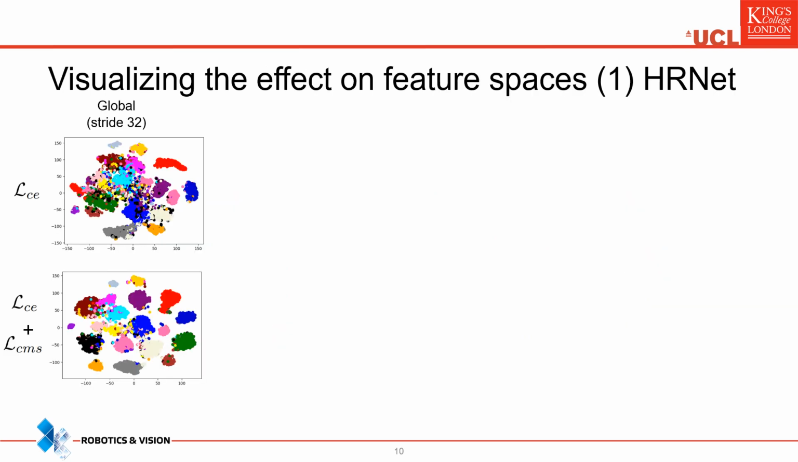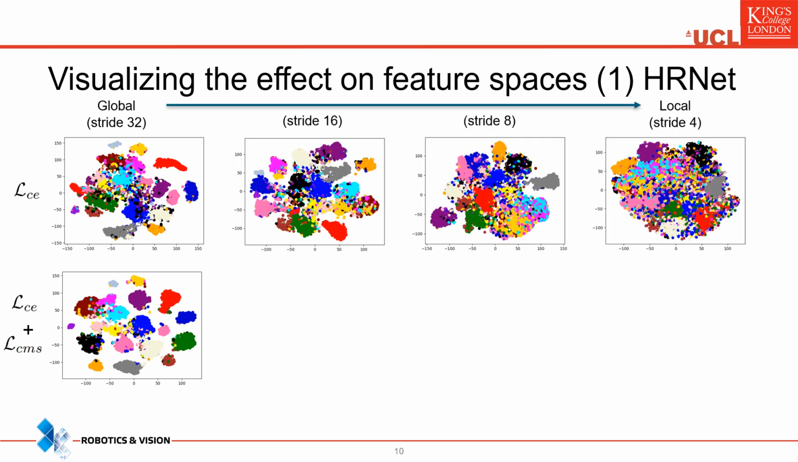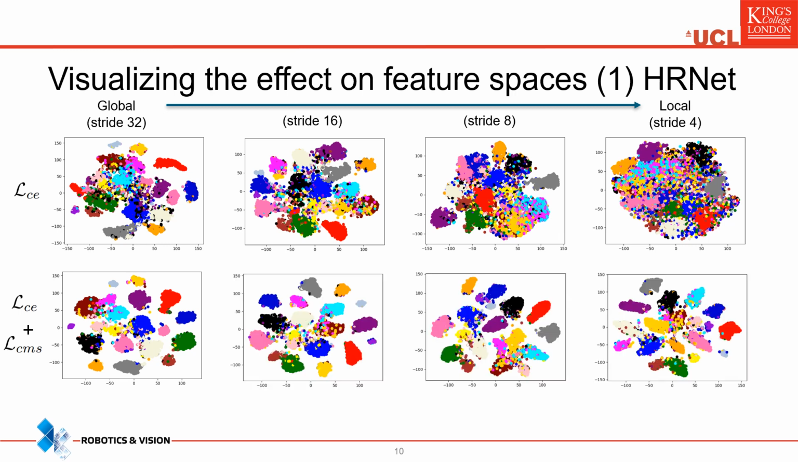Next, we compare the feature spaces learned by a model trained with cross-entropy, shown in the first row, to those learned by adding our complete loss, shown below. Color indicates class, and the model used is HRNet on Cityscapes. The t-SNE mappings of the features are presented in decreasing output stride order from global to more local features. We observe that only when applying our loss, feature spaces demonstrate clearly visible class-wise clusters.